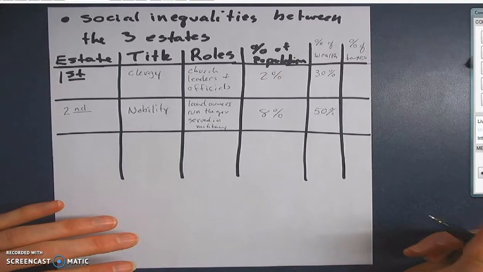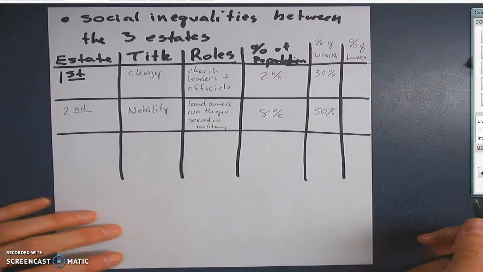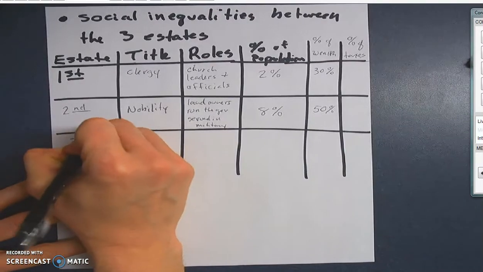How are we doing so far? Any questions? Okay. All right. Finally, we have the third estate.